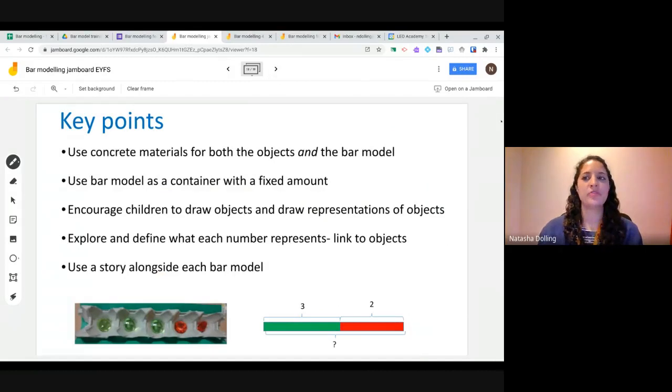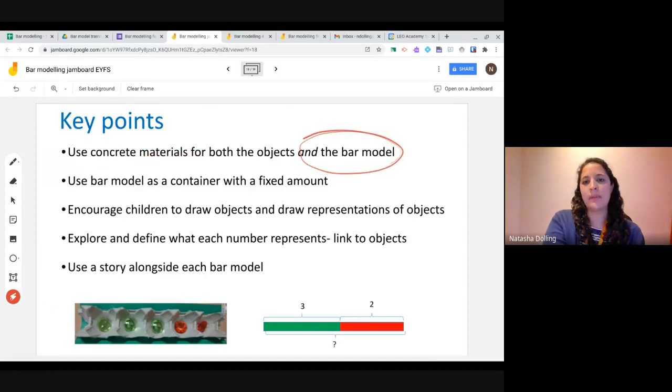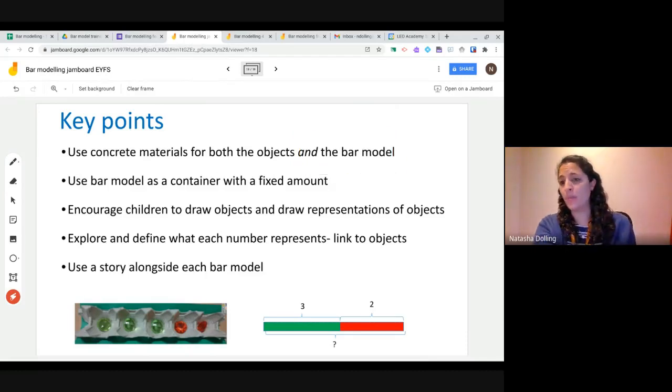So the key points when you're introducing bar modelling is really use concrete materials for both objects and the bar model as well. And as I said, this can be as simple as simply drawing out a frame on a whiteboard. If you don't have a concrete resource to hand, it doesn't have to be, although if you have them at first, that is great. Use a bar model container with a fixed amount, so that amount does not change. This is really powerful and important, for example, when you're doing number bonds to 10, because you want the 10 to be the fixed amount because children are learning their number bonds to 10.